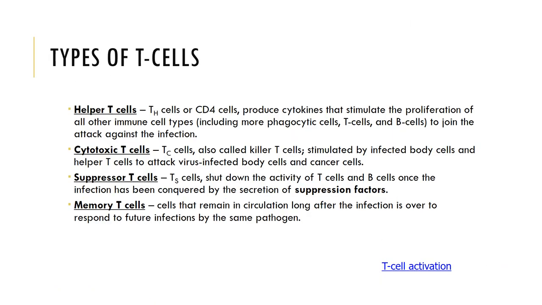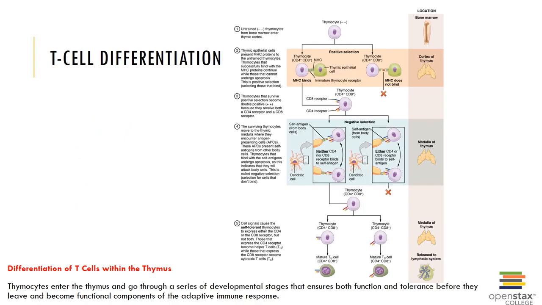The different types of T cells are shown here and what they can stimulate and produce in response to our immunity. Helper T cells, also known as TH cells or CD4 cells, cytotoxic T cells or TC cells, which are also called killer T cells, suppressor T cells or TS cells, and memory T cells. And T cell differentiation is noted here.